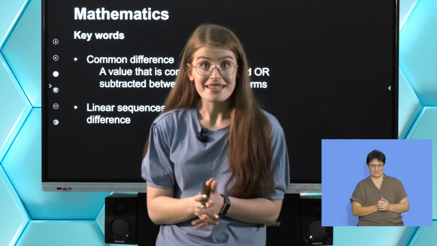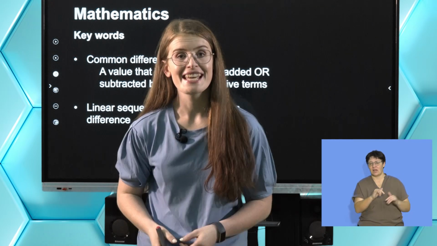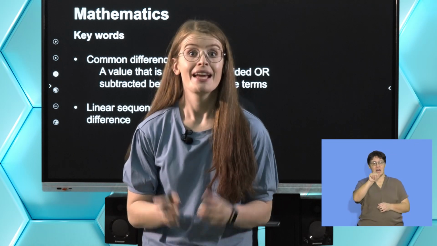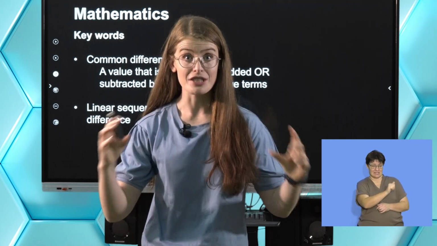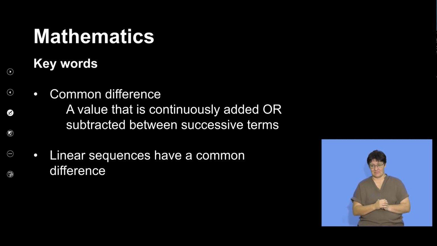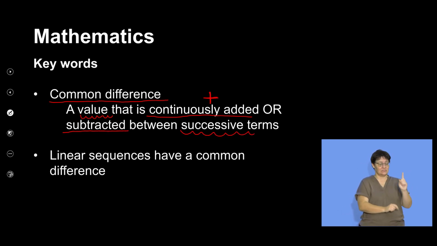The next concept that I'm going to be looking at is something called a common difference. This is the main property of an arithmetic sequence. Let's have a look at the actual definition for common difference. So please look at the board with me. Common difference is a value that is continuously added, so you can even put a little plus in your notes, or it is continuously subtracted between successive terms.